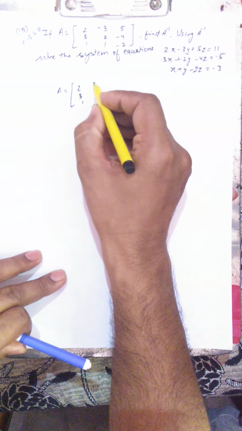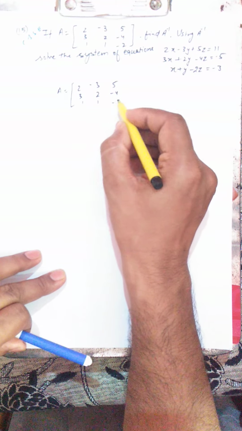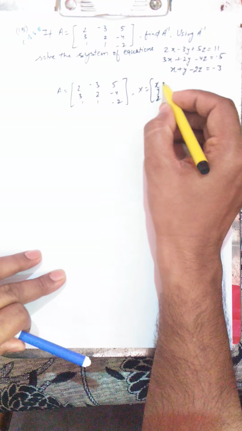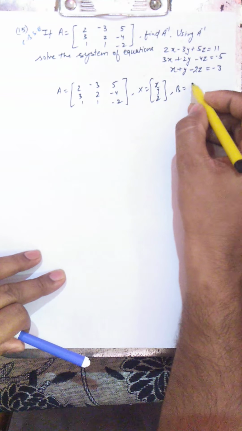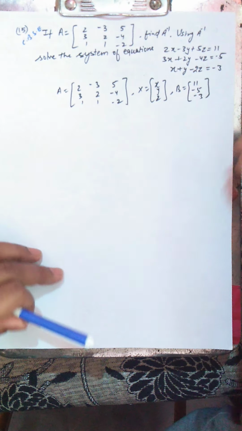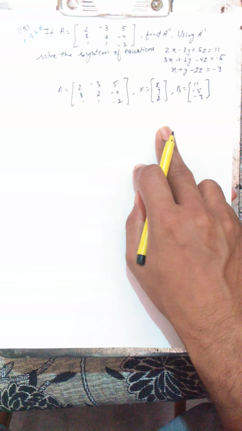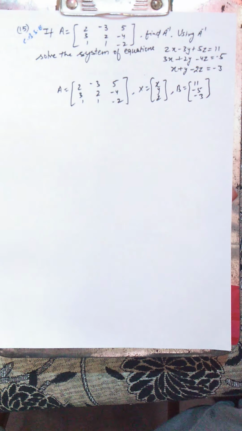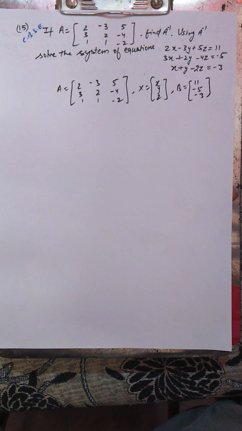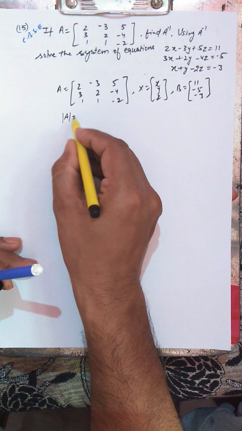So this system of equations can be written as A, which is 2 3 1, minus 3 2 1, 5 minus 4 minus 2, and your X will be x y z, and B will be 11, minus 5 and minus 3. As we have proceeded earlier, we will do the same way. We'll focus on the first determinant of A. So determinant of A we'll calculate now.